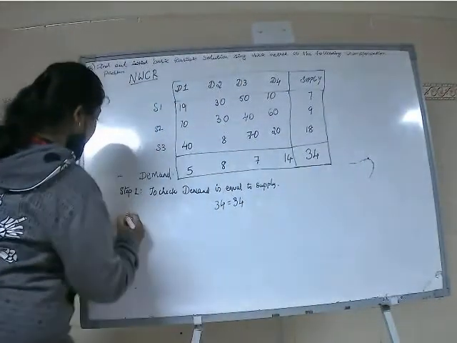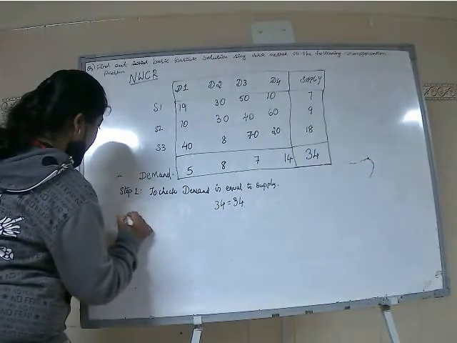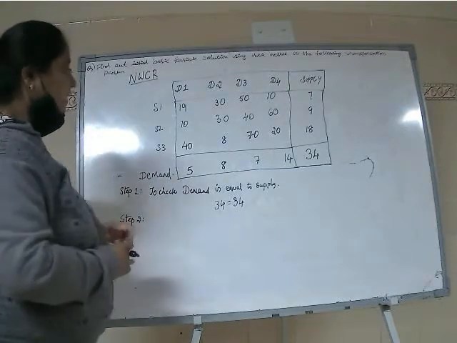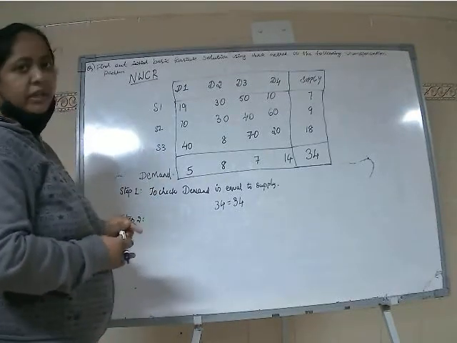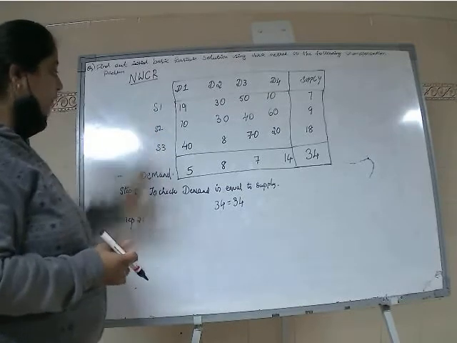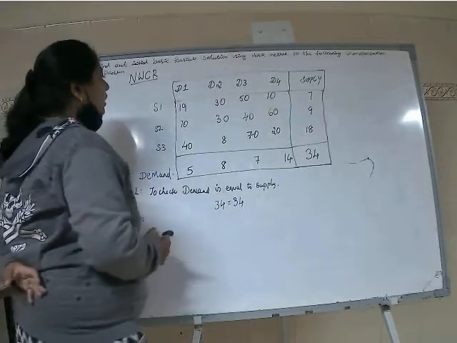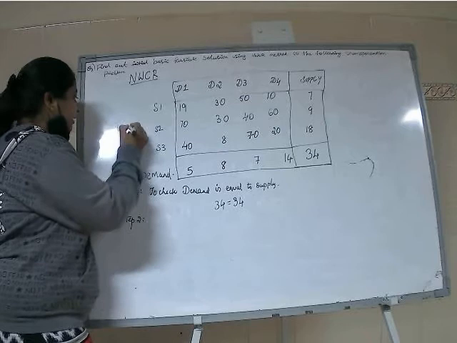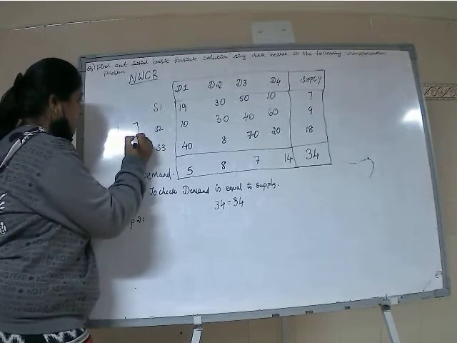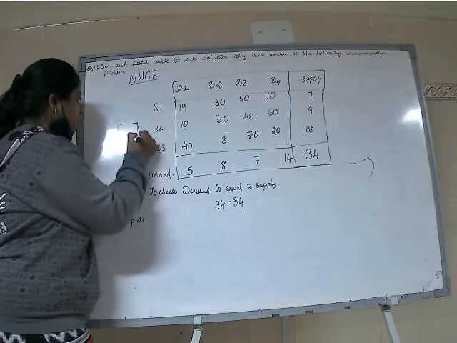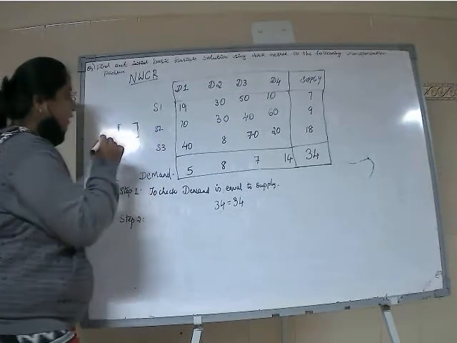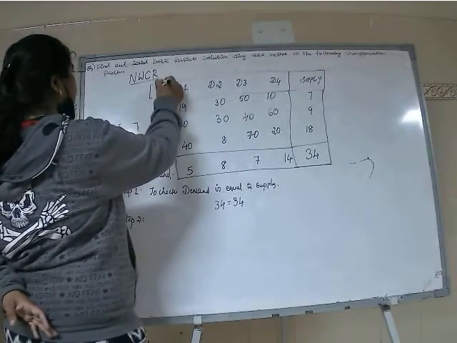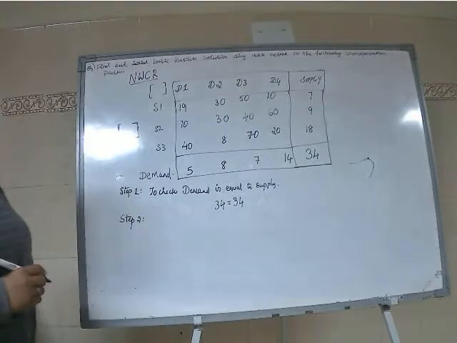Then the second step, step 2. What you need to do here is come up with the allocation. The symbol for allocation here is this, square braces. So here this is your second step, that is you are coming up with allocation. This is the symbol for allocation.